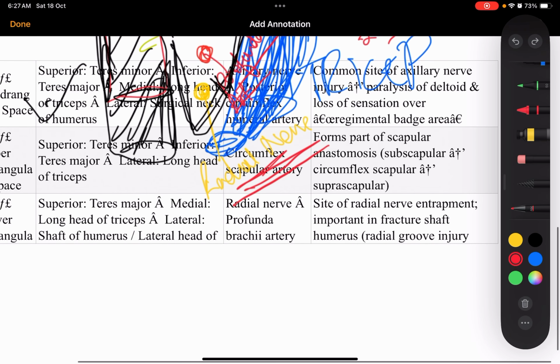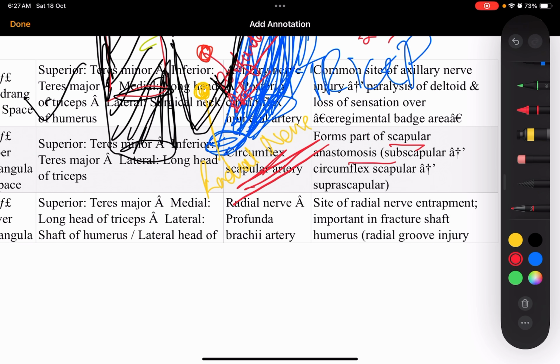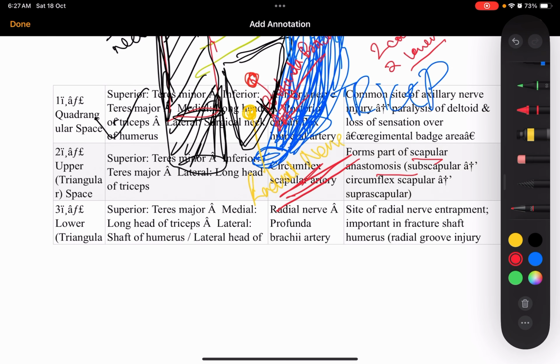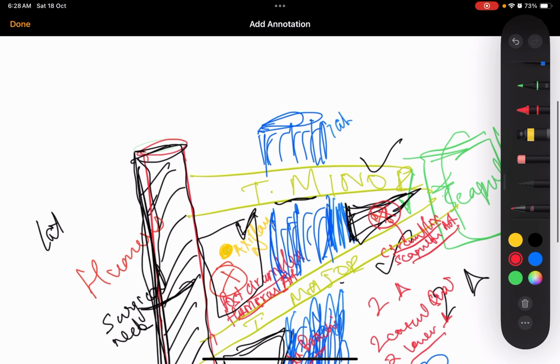Okay, the circumflex scapular artery forms a part of the scapular anastomosis, as we've already understood, and the lower triangular space is inferior to the teres major. Superiorly, it has the teres major, and as we had already studied, what was important is the radial nerve was there and a profunda brachii artery. Again, it is the site of Saturday night palsy and radial nerve entrapment. So that is about it.